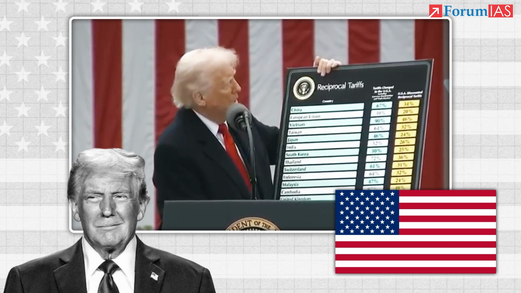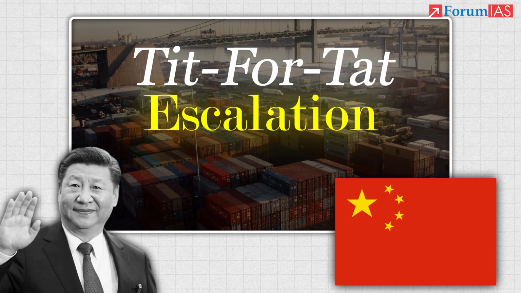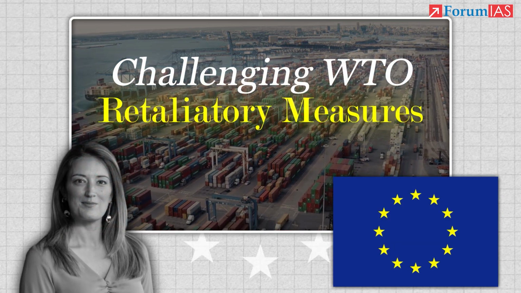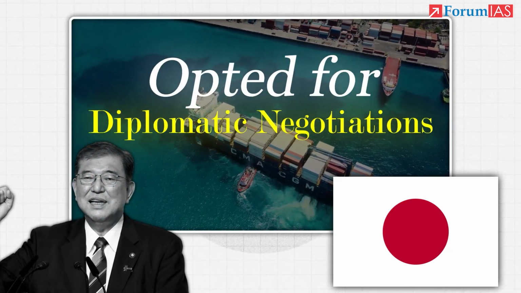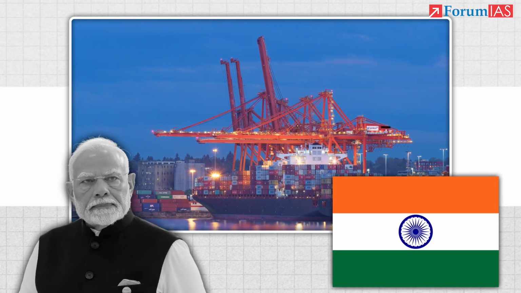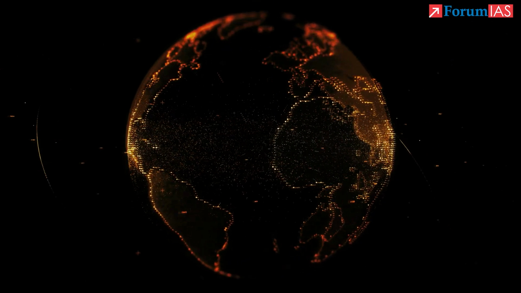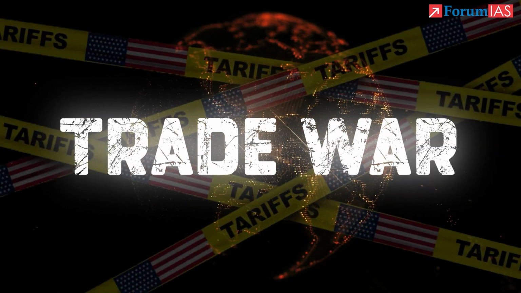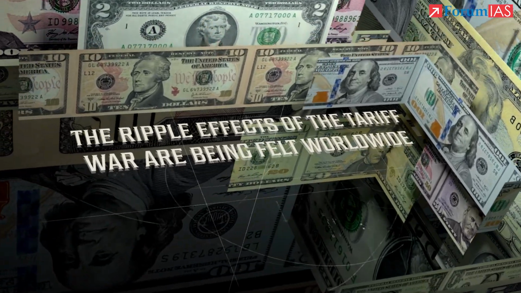Following the US tariff announcement, China responded with its own tariffs, leading to a tit-for-tat escalation. The European Union expressed intent to challenge the tariffs at the World Trade Organization and considered retaliatory measures, whereas Japan opted for diplomatic negotiations to seek exemptions, and India chose a cautious approach, stating it was studying the implications of the tariffs. The series of actions and reactions has led to what's now termed a trade war, characterized by increasing tariffs and strained international relations.